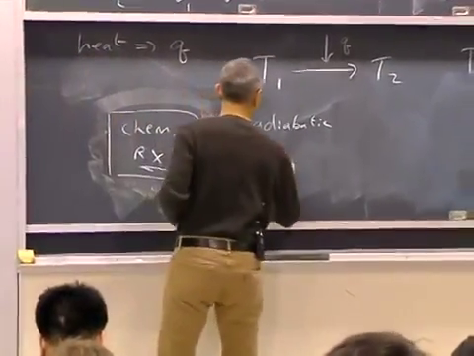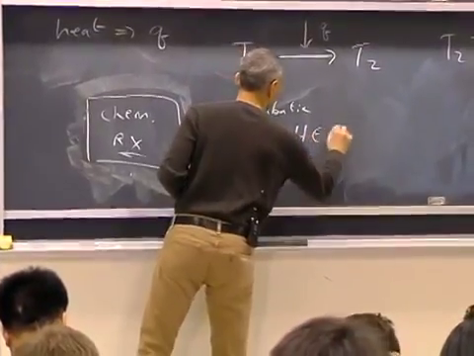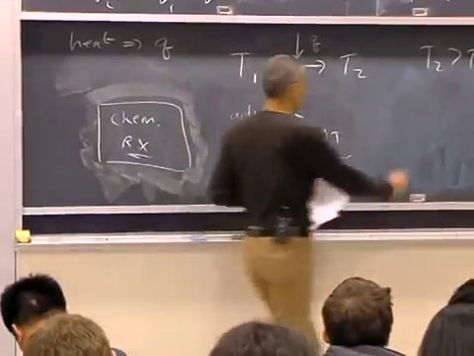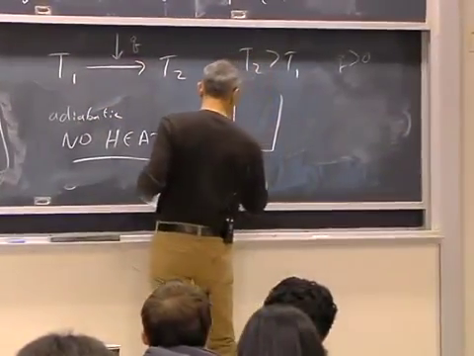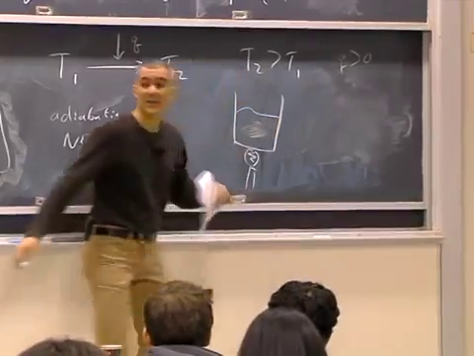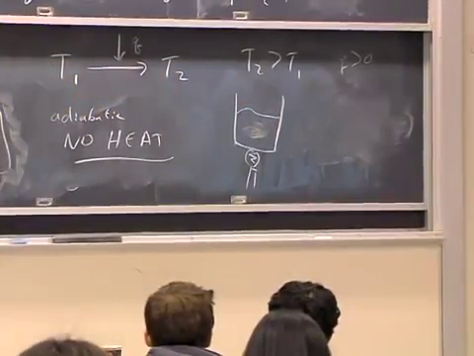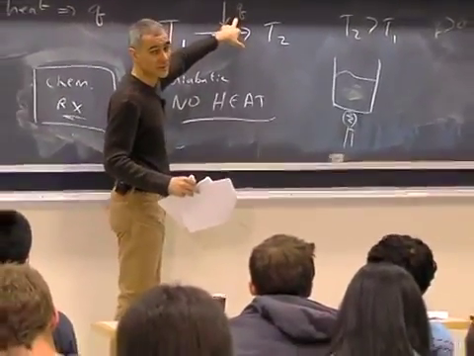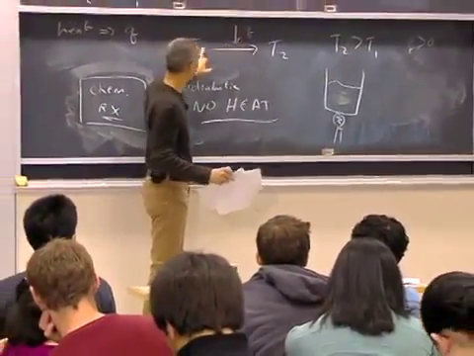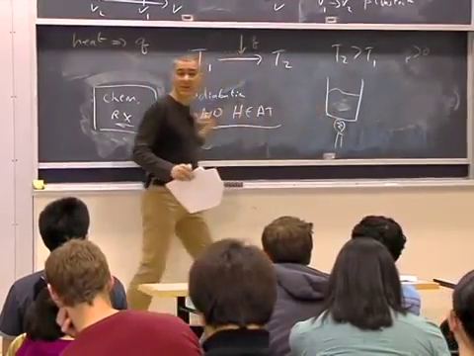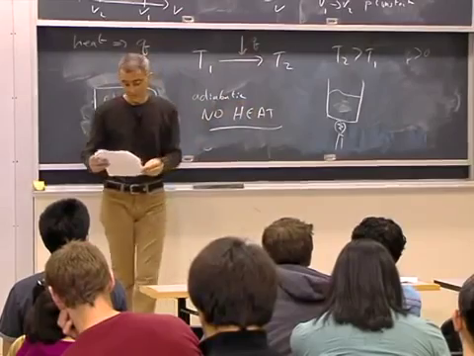Okay? Or I could have it non-adiabatic. I could get the same temperature change by taking a flame or a heat source and heating up my substance. So clearly, Q is going to depend on the path. Right? I'm going from T1 to T2, and I have two ways to go here. One is non-adiabatic, one is adiabatic.